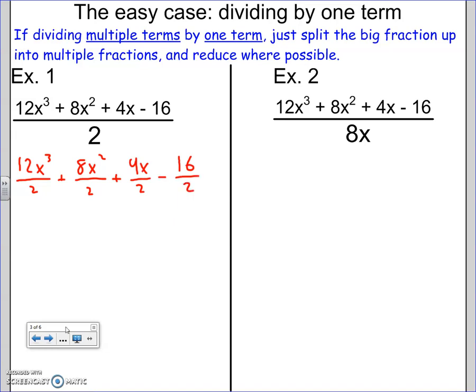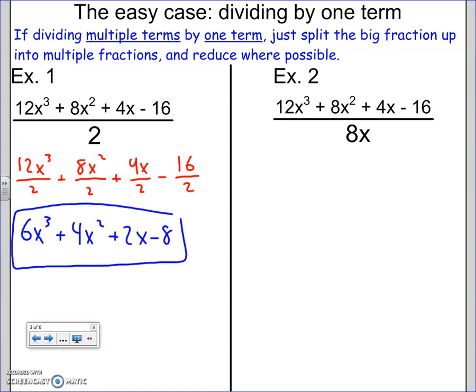12 divided by 2 is 6. X cubed stays x cubed. 4x squared, 2x minus 8. That is the answer. Alright, pretty simple. Same thing over here. There could be a letter on bottom, but the same idea. Split it into multiple fractions.